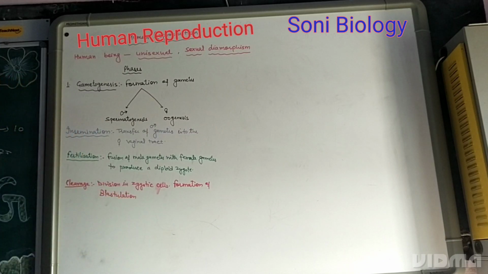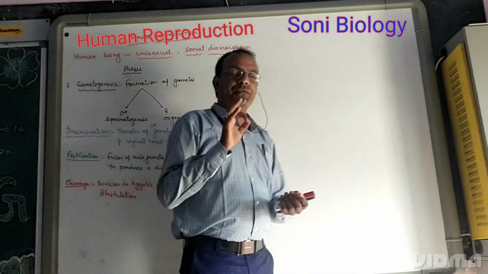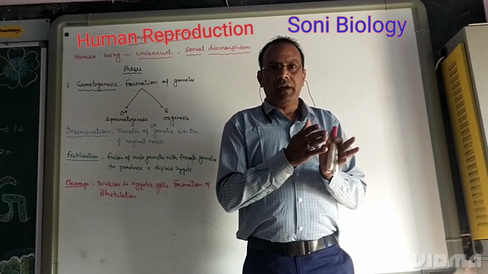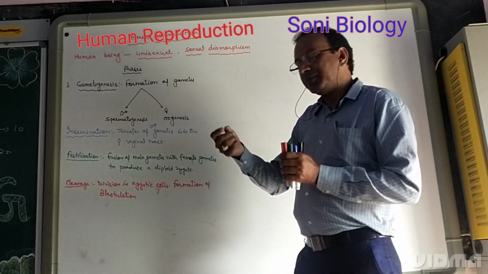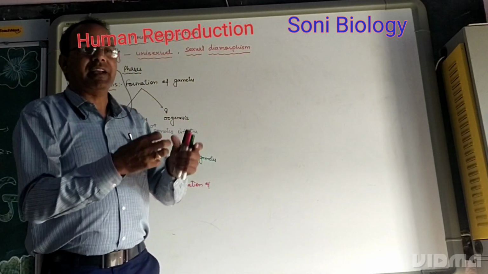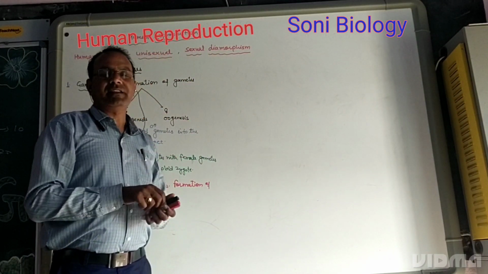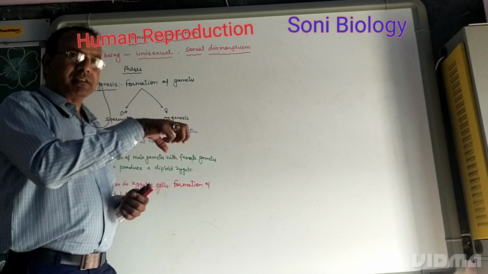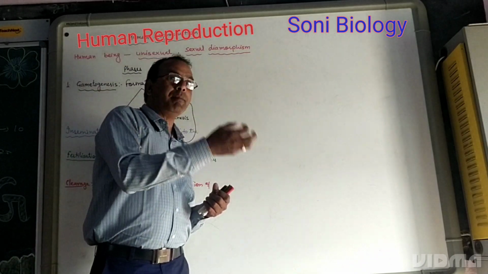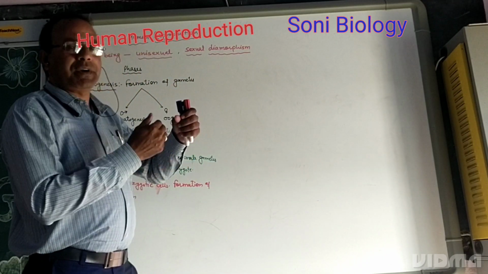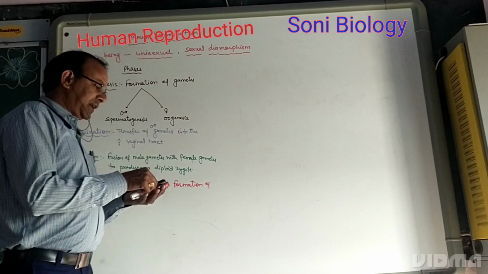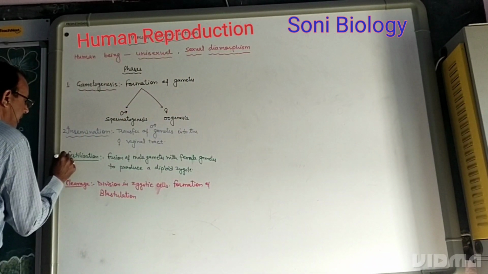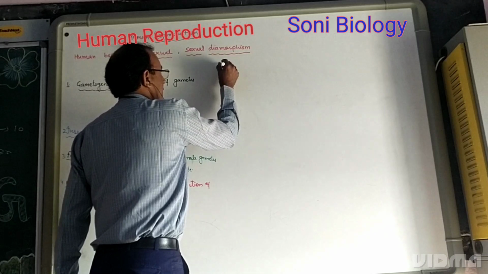That is called cleavage. After cleavage, the fertilized egg moves from the fallopian tube to the uterus. As the fertilized egg reaches the uterus, it sticks to the inner wall of the uterus, which is called the endometrium. This attachment of the fertilized egg with the endometrium is known as implantation. So we can say that the next phase, the fifth, is implantation.